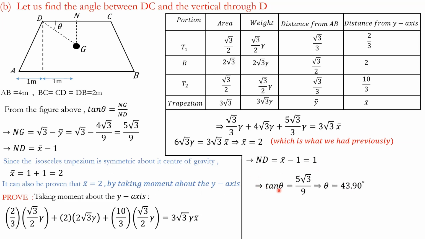Obviously we can therefore obtain tan theta, which is ng divided by nd. ng is what we obtained to be 5 square root of 3 divided by 9, and nd is 1, from which tan theta is equal to 5 square root of 3 divided by 9. From this we can obtain the value of theta, the angle between DC and the vertical through D, which is simply tan inverse of this value, giving us 43.90 degrees as the angle between DC and the vertical through D, which was what was required for us to determine in the B part of the question.